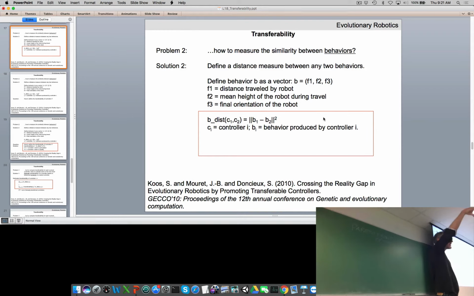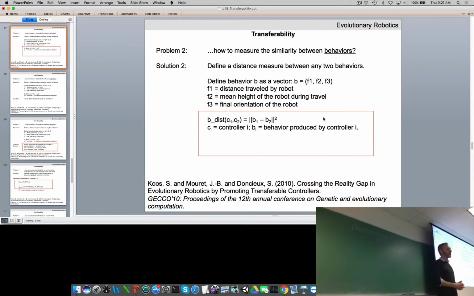We take C, we drop it onto our robot, the robot does its thing, it produces its gait, and we watch that gait, we observe that gait, and measure 3 features of that behavior, F1, F2, and F3, and we're going to use that to measure similarity in a moment. First one, as we already said, is distance, right?